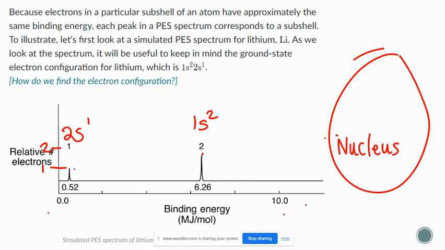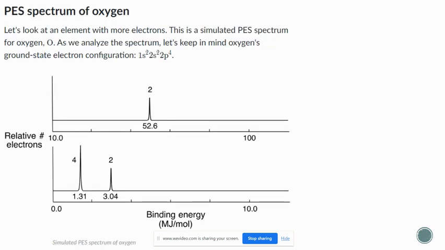Now they're going to want you to identify what element this is. So what element has the electron configuration of 1s2, 2s1? Lithium. So that's how you would identify the element. Oh, it actually says it. All right, so let's look at this guy.